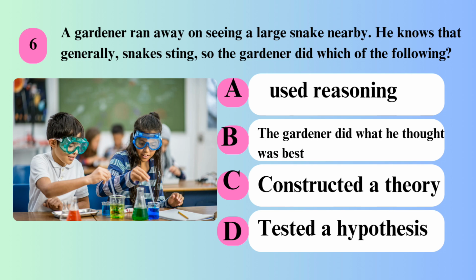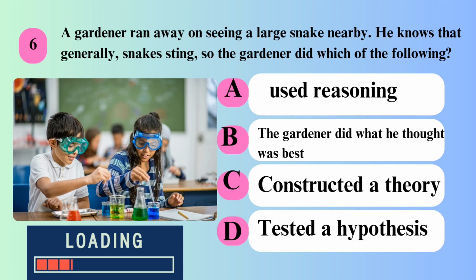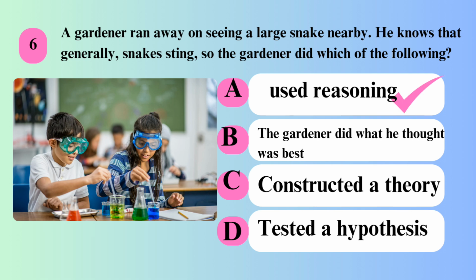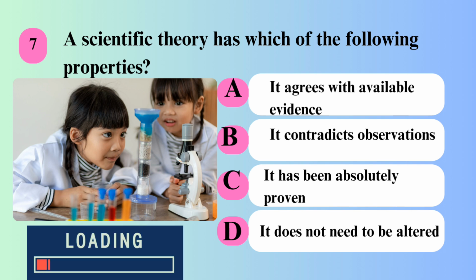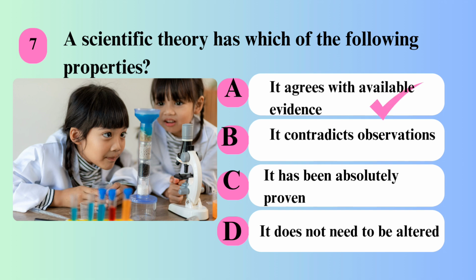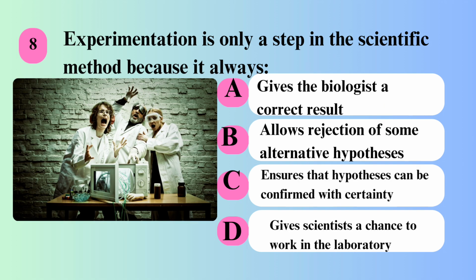Partner ran away on seeing a large snake nearby. He knows that generally snakes sting, so the gardener did which of the following? Used reasoning. A scientific theory has which of the following properties? It goes with available evidence.